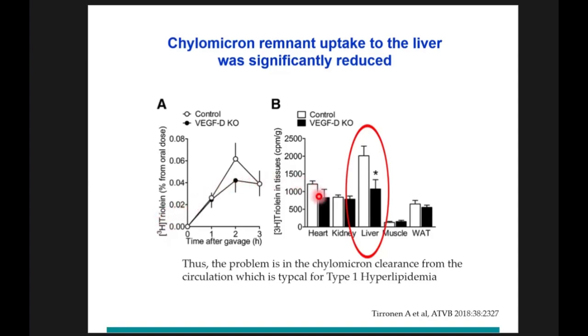But what was abnormal was actually that the chylomicron remnant uptake to the liver was significantly reduced. And that means that here in black bar, the chylomicrons, which we saw in the plasma with the very high cholesterol levels, kept circulating. And the situation was pretty similar to human type 1 hyperlipidemia. So we were quite excited that, hey, what might be happening here?